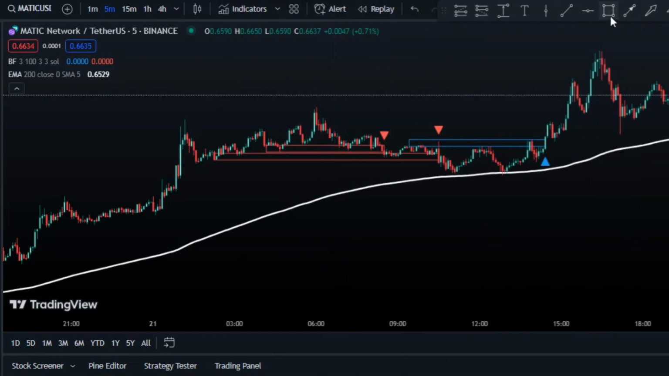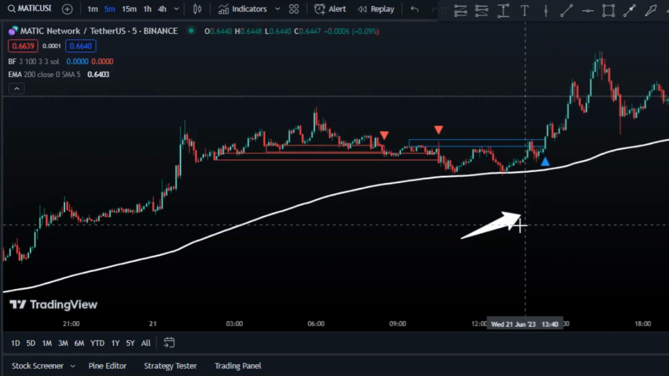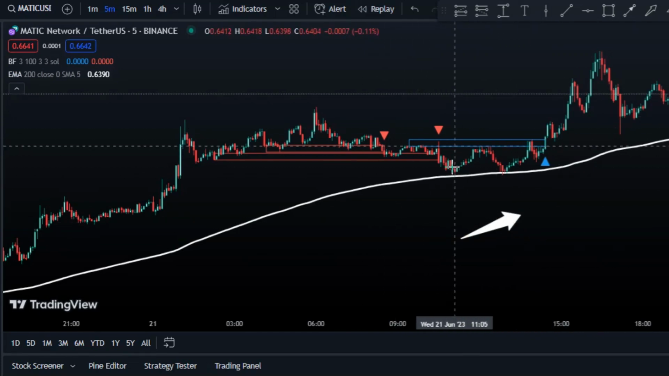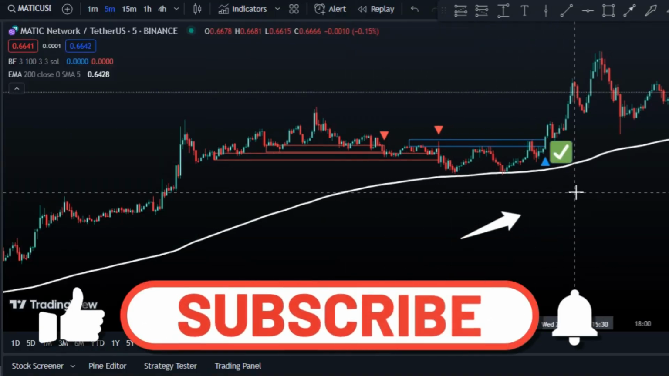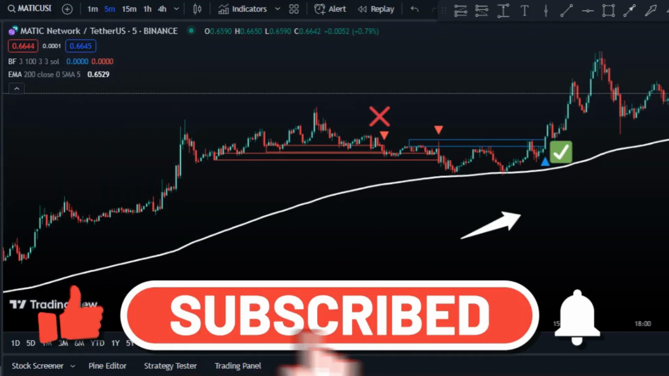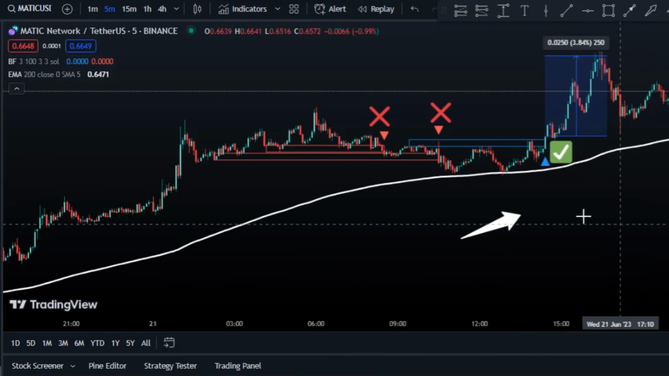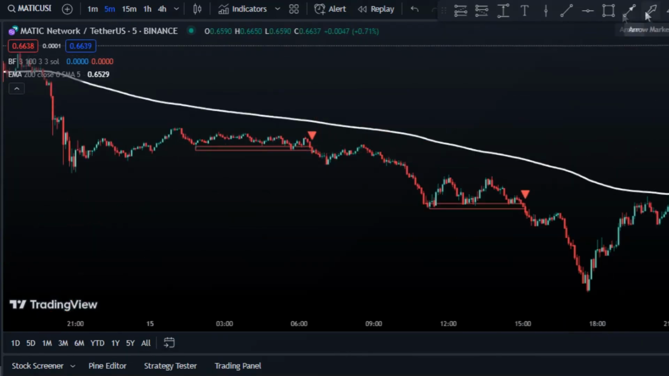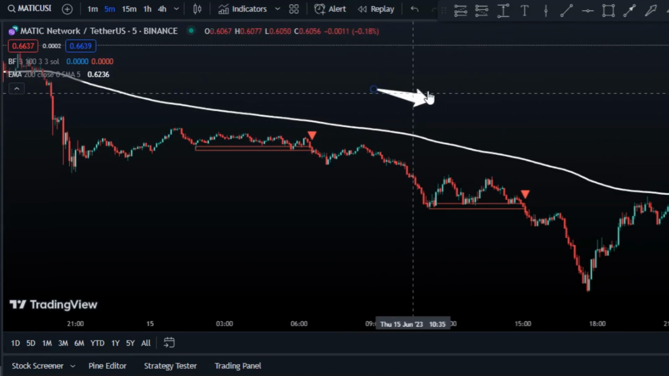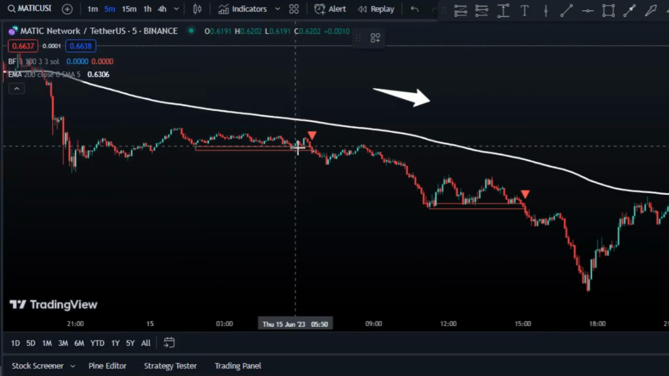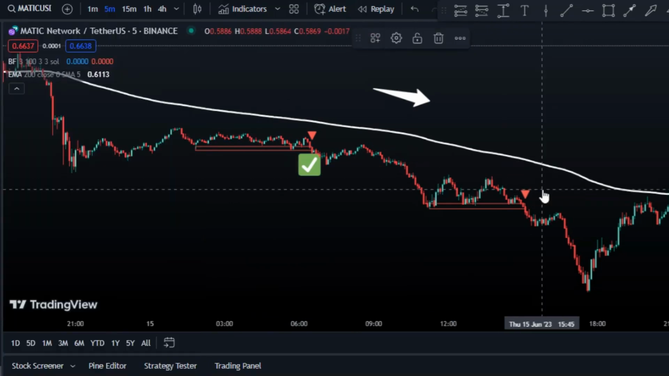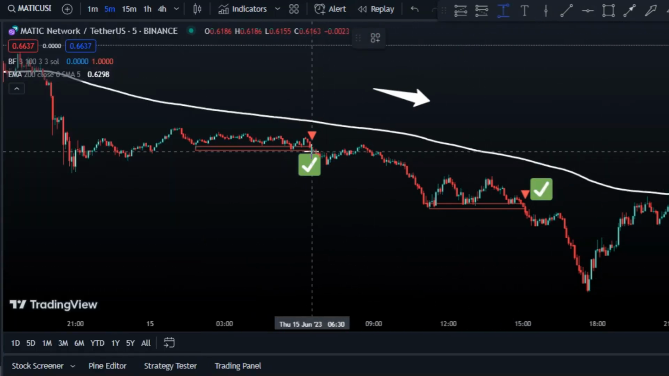Now in this example, it's easy to identify and eliminate signals that go against the trend at first glance because the candlesticks are forming above the EMA indicator. And similarly, in this example, due to the candlesticks forming below the EMA indicator, signals in line with the trend are easily recognizable, enabling us to confidently enter a short trade.